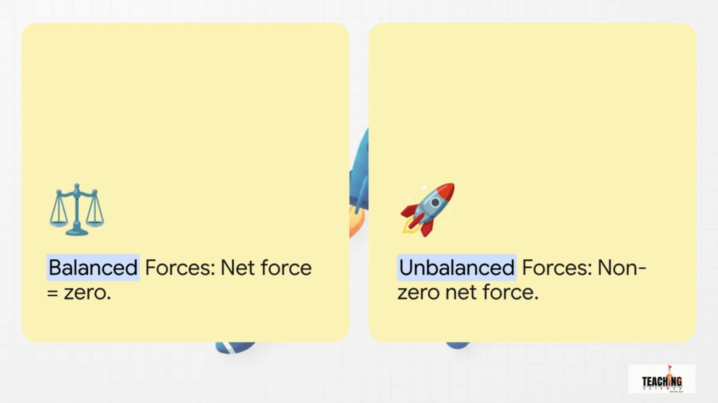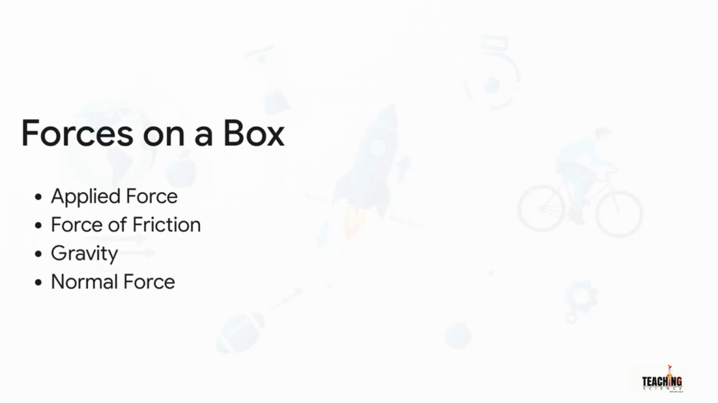However, if one force is stronger than the others, well, now the forces are unbalanced. This creates a non-zero net force, and that is exactly what causes an object to start moving, speed up, slow down, or completely change its direction. Think about it like this.